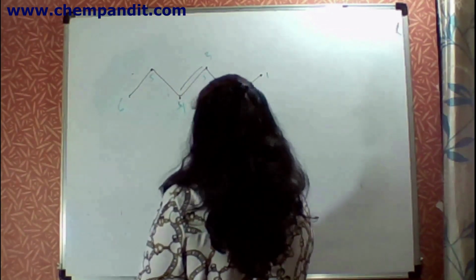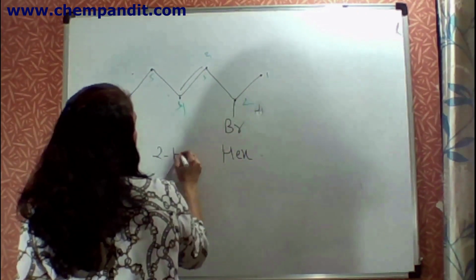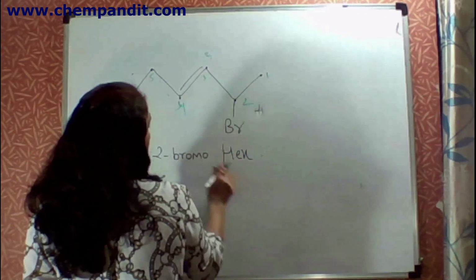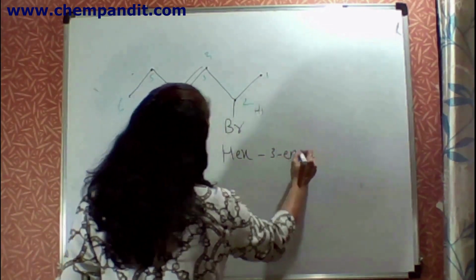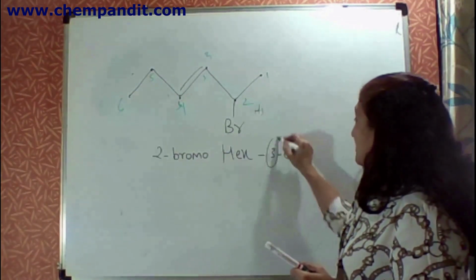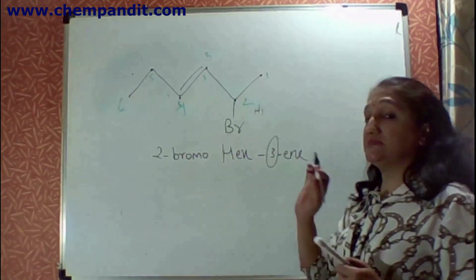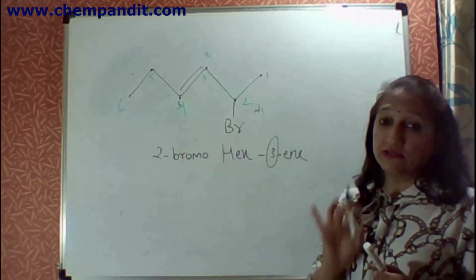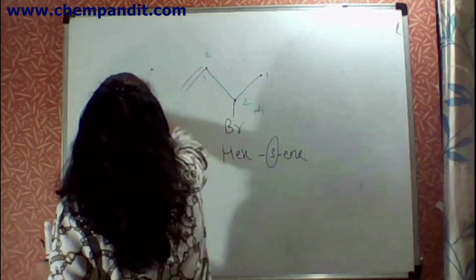So now we will write the name of this compound as 2-bromo hex-3-ene. Now what is this 3? This is the position of the double bond. 3 means the double bond is present on the third carbon atom. Clear? Let's take one more example.